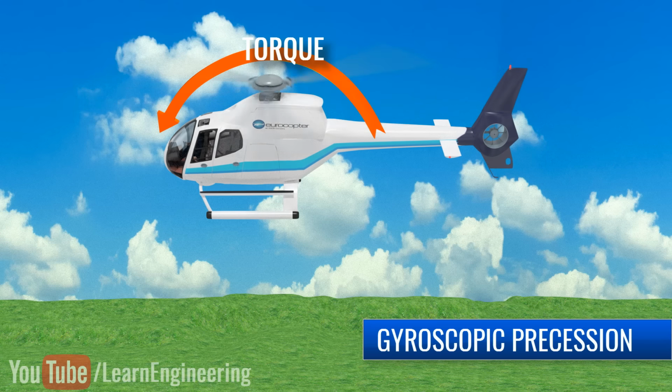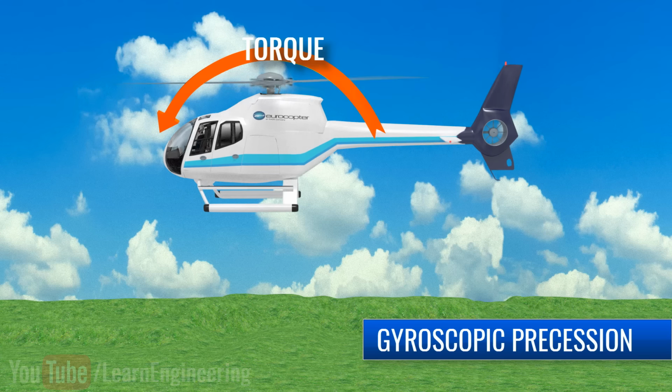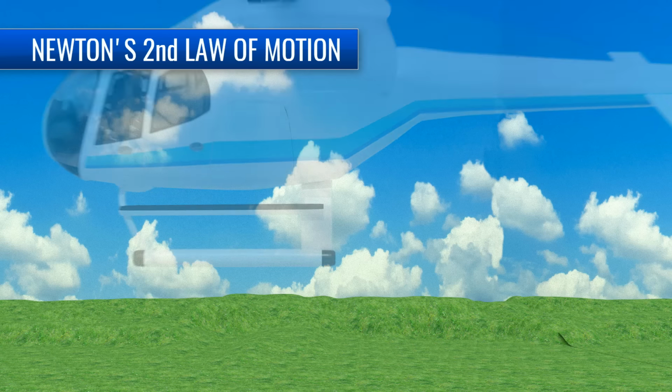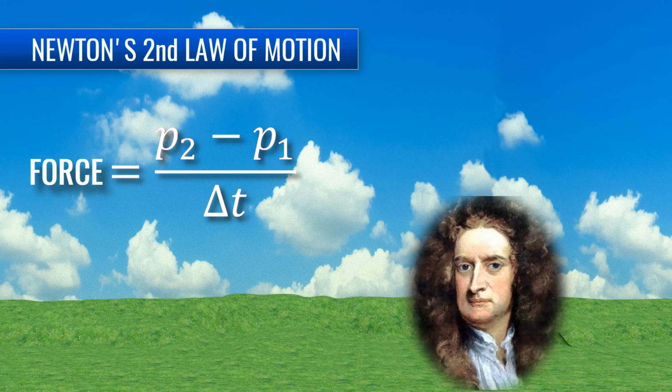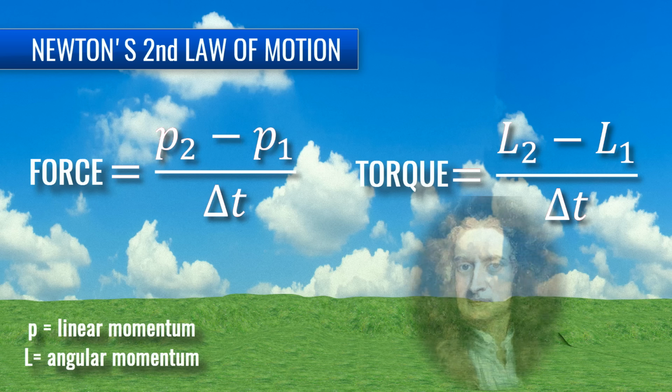Gyroscopic precession is not a new phenomenon of physics. If you carefully apply Newton's second law of motion to rotary objects, you will be able to predict this phenomenon. According to Newton's second law, force is the rate of change of linear momentum. Similarly, torque is the rate of change of angular momentum.